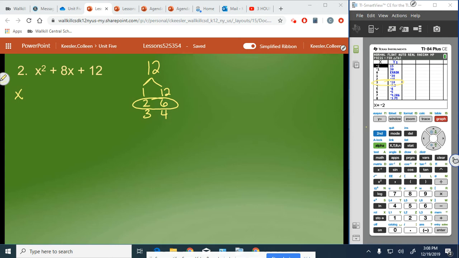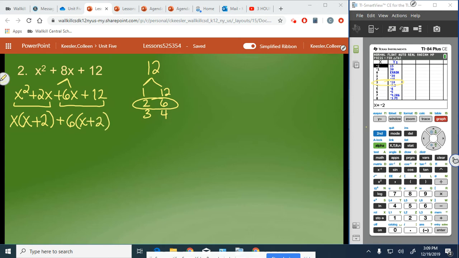So I do x squared plus 2x plus 6x plus 12. And again, the 2x and 6x just replace the 8. Then I'm going to group together these two pairs. From the first one, I can factor out x, and x times x makes x squared, and x times 2 makes 2x. Then from the second one, I can factor out 6, because 6 goes into itself in 12. And then 6 times x makes 6x, and 6 times 2 makes 12.